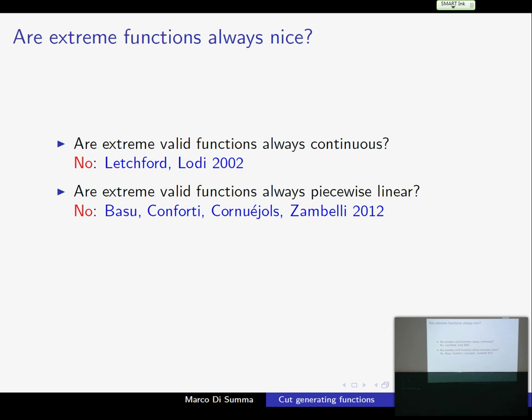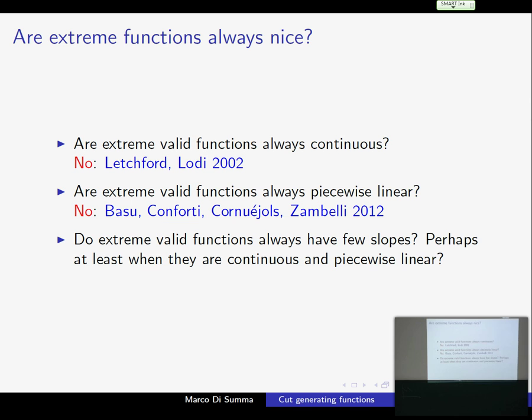Okay, so maybe we can do this. Let's assume that the function is extreme, continuous, and piecewise linear. So I mean, it's not true that they are always like that, but let's assume they are. Since we have sufficient conditions that are related to the number of slopes, can we give also necessary conditions related to the number of slopes? So is it true that extreme functions have few slopes, maybe not two as in the result of Gomory and Johnson, but few slopes, for the one dimensional case again.